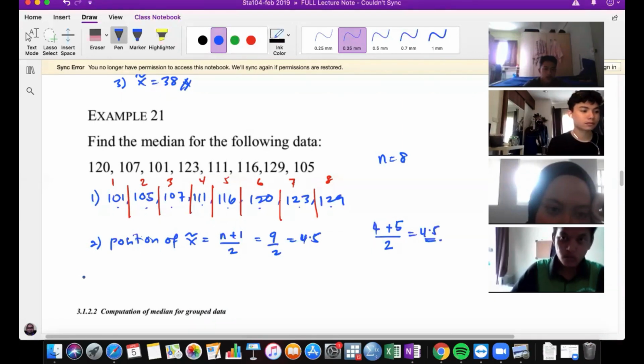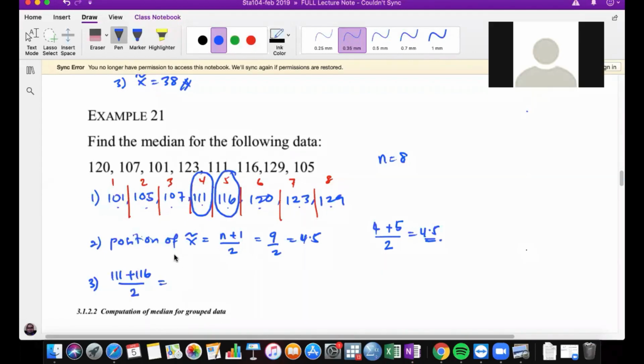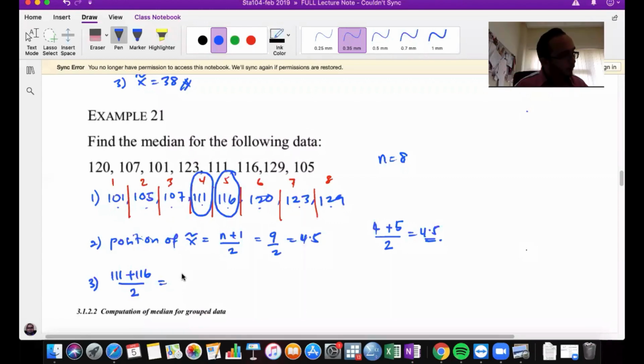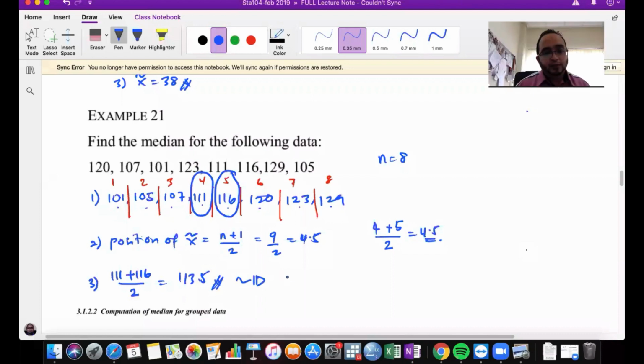So then the median value should be, we take the value from position number 4 and value from position number 5 divided by 2. So this one should be how much? 111 plus 116 should be 227 divided by 2, 113.5. So this is the median value. So how to interpret the median value?